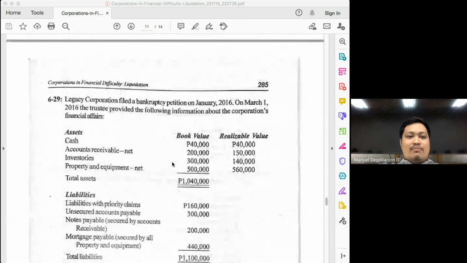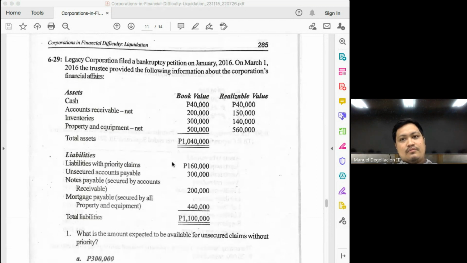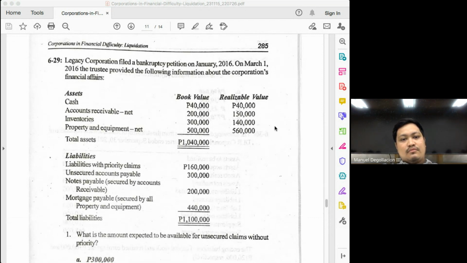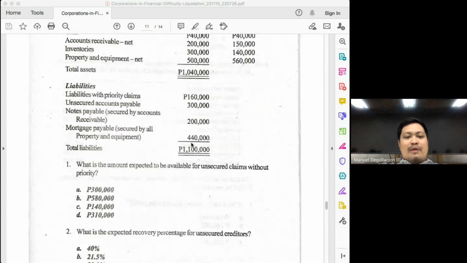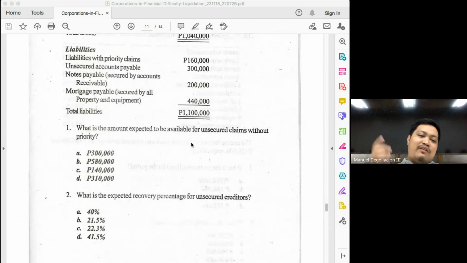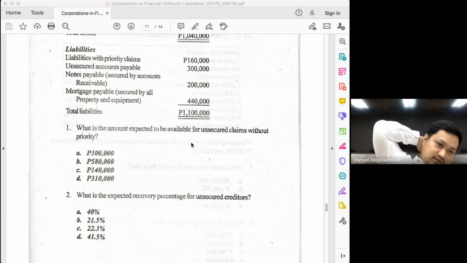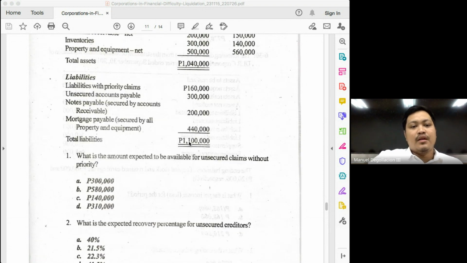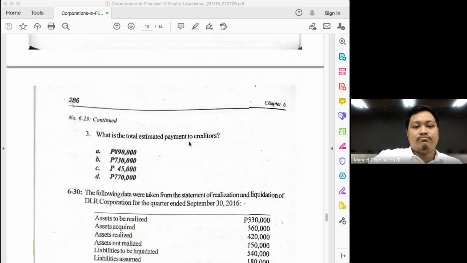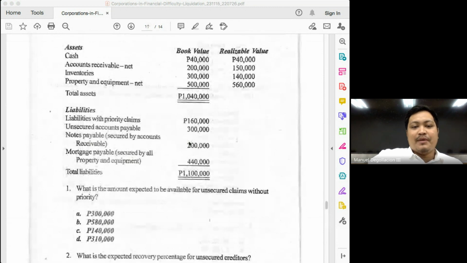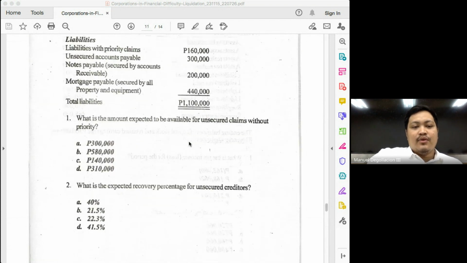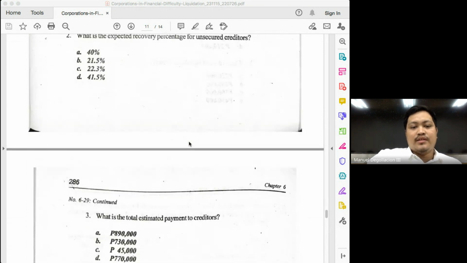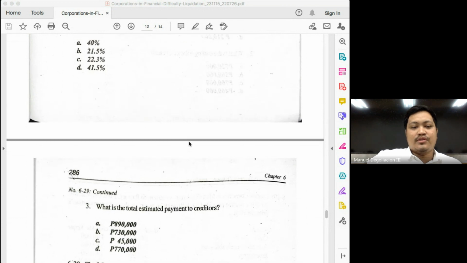Next, let's go back to problem 29. So problem 29, we're going back to everything we have been discussing, class. So we're not focusing anymore on the statement of realization and liquidation. First question, what is the amount expected to be available for unsecured claims without priority? Let's answer this last. What is the expected recovery percentage? Let's answer this first. What is the total estimated payment to creditors?